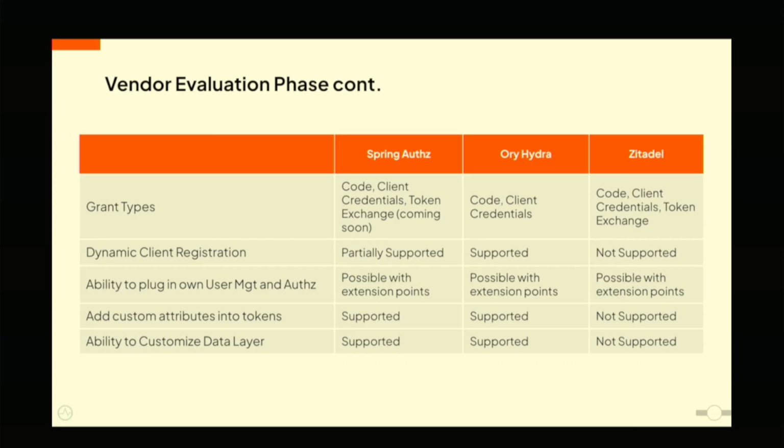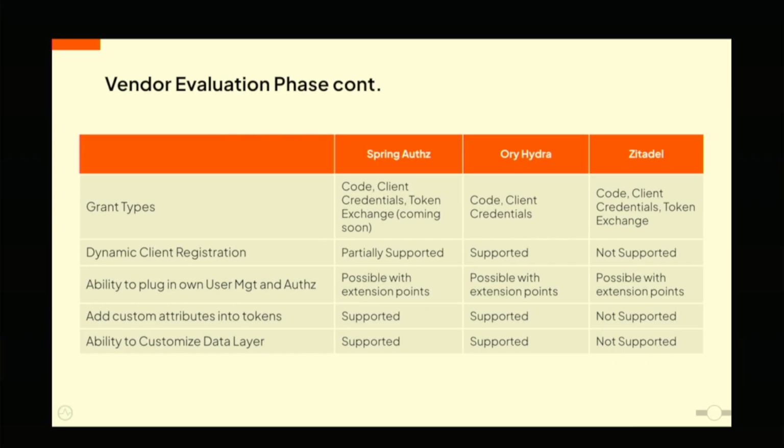So at the end, we were left with these 3: Spring Authorization Server, Ory Hydra, and Citadel. So in Ory, have you heard about Ory's authentication and authorization stack? They have a couple of different decoupled products. You have to use Ory Hydra, Ory Keto, Ory Kratos, and some other stuff. So we didn't want to do that, because those are different products, different deployments, different infrastructure. So Ory went out.